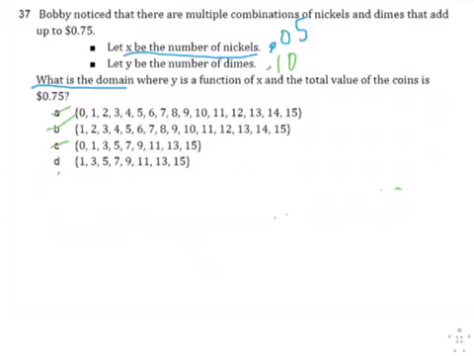So now we can get rid of the one with a 2. We look at D. So we can have 1 nickel. We can have 3 nickels. We can have 5, 7, 9, 11, 13, and 15 because they're odd numbers. So we're always going to have an ending in 5. So that is why the answer is D.